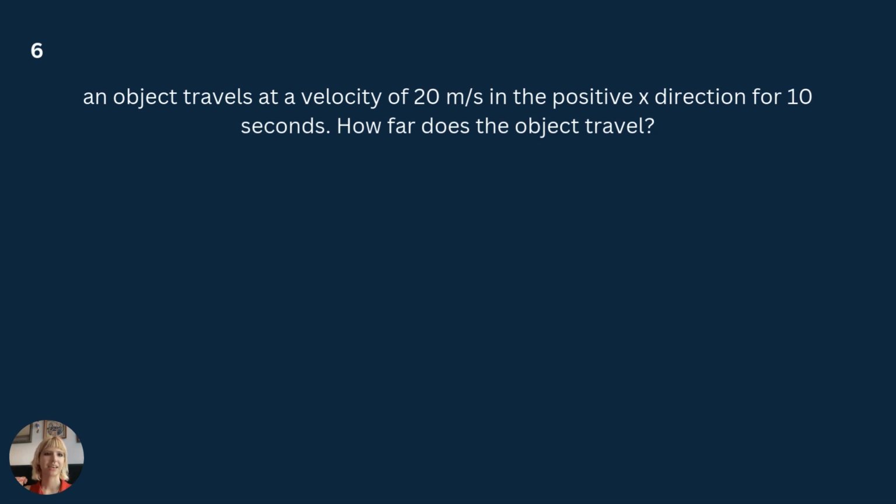Okay, example 6. An object travels at a velocity of 20 meters per second in the positive x direction for 10 seconds. How far does the object travel? So it's going to be 200 meters. You just need to do a little bit of algebra to figure this one out. So yeah.